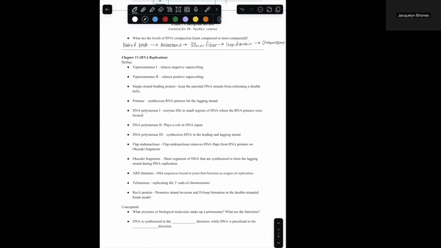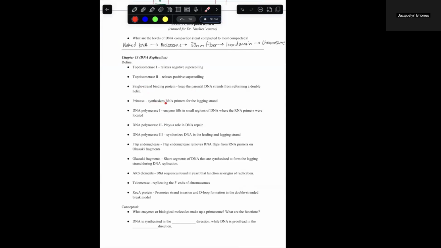Chapter 13. Topoisomerase 1 relaxes negative supercoiling, and topoisomerase 2 relaxes positive supercoiling. Single-stranded binding proteins keep the parental DNA strands from reforming the double helix. So, I mean, the name implies what they do. They bind to a single strand to keep it from binding to the other side, to keep it from snapping back together.